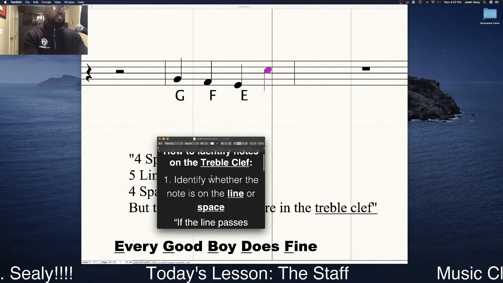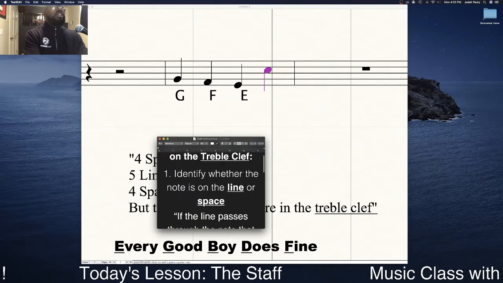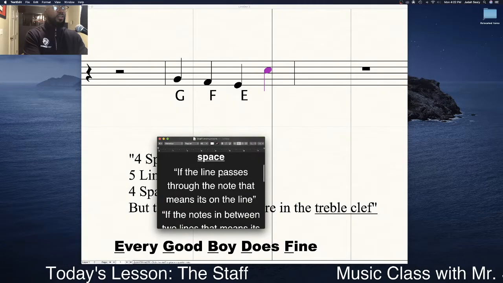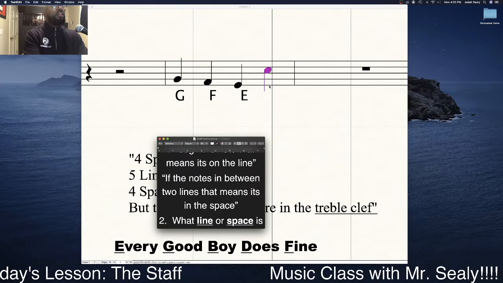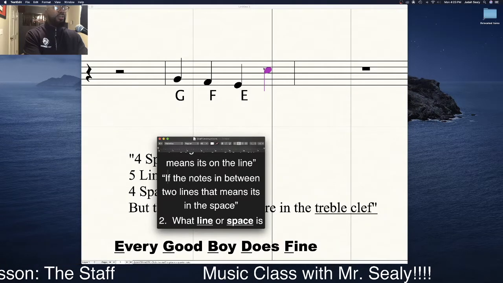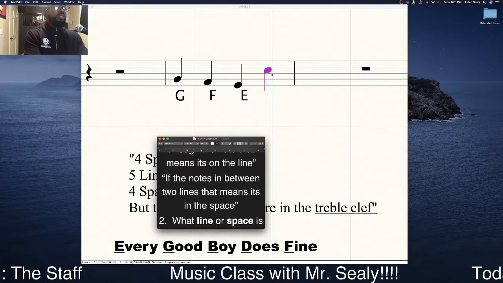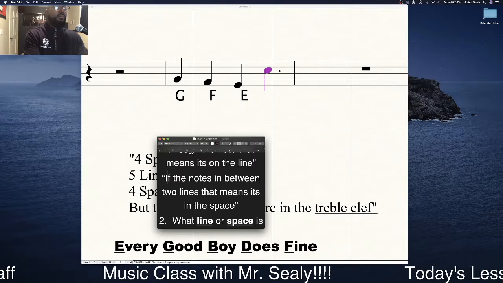But anyway, so we go back to our instructions, our steps. How do I identify notes on the treble clef? Is it on the line or the space? Well, if the line passes through the note, that means it's on the line. If the note's in between two lines, that means it's in the space. So let's look here. Is it in between two lines, or is there a line passing through it? To me, it looks like it's in between two lines because there's no line going right through the middle of the note.